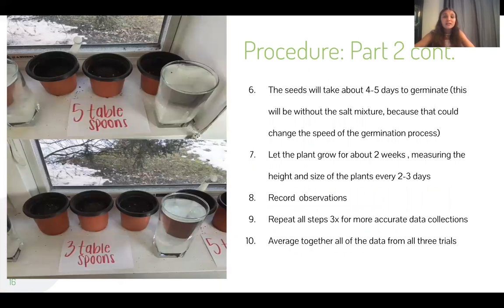The seeds will take about 45 days to germinate. That is the amount of time it will take for the control to germinate. This is before the experiment even started that these numbers were given. So this could honestly depend, the salt could definitely impact the germination process. You let the plant grow for about 2 weeks, measuring the height and size of the plant every 3 days. Record your observations and repeat all steps 3 times for more accurate data collection.